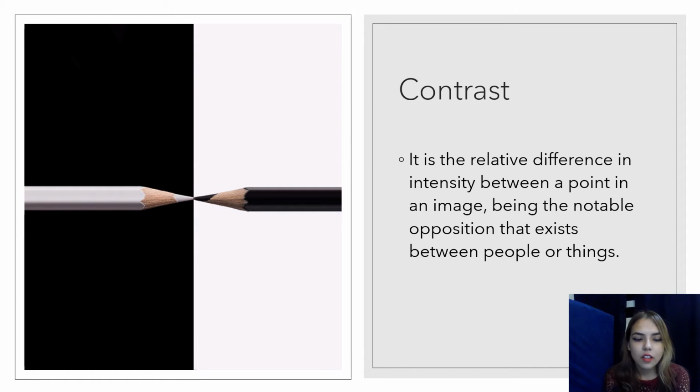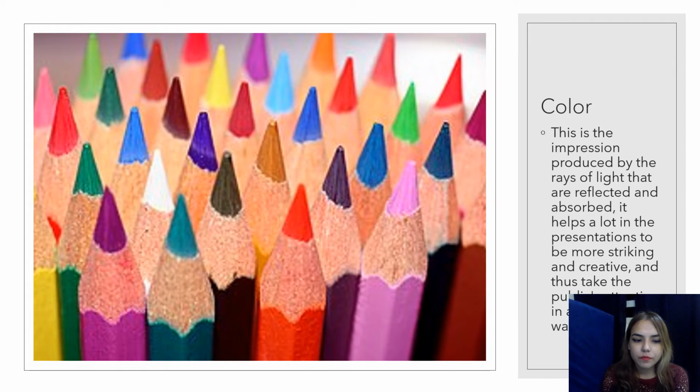Contrast. It is the relative difference in intensity between a point in an image, being the notable opposition that exists between people or things. Color. This is the impression produced by the rays of the light that are reflected and absorbed. It helps a lot in the presentation to be more striking and creative.